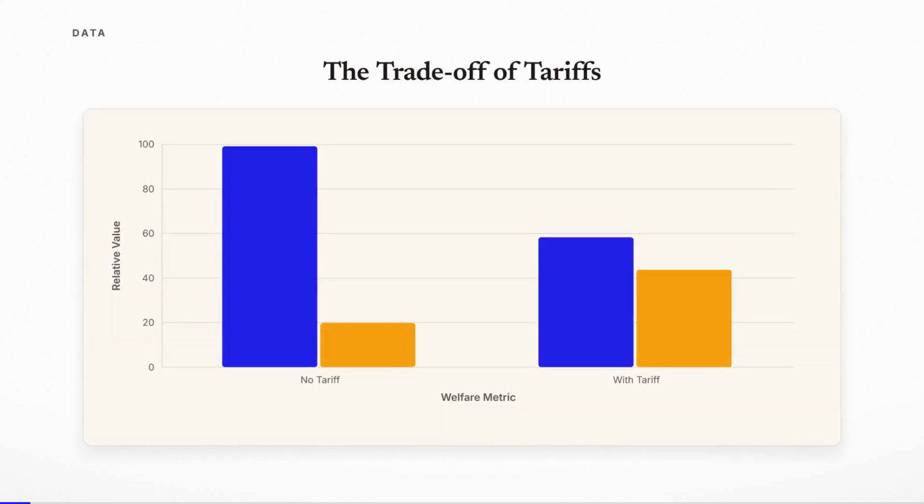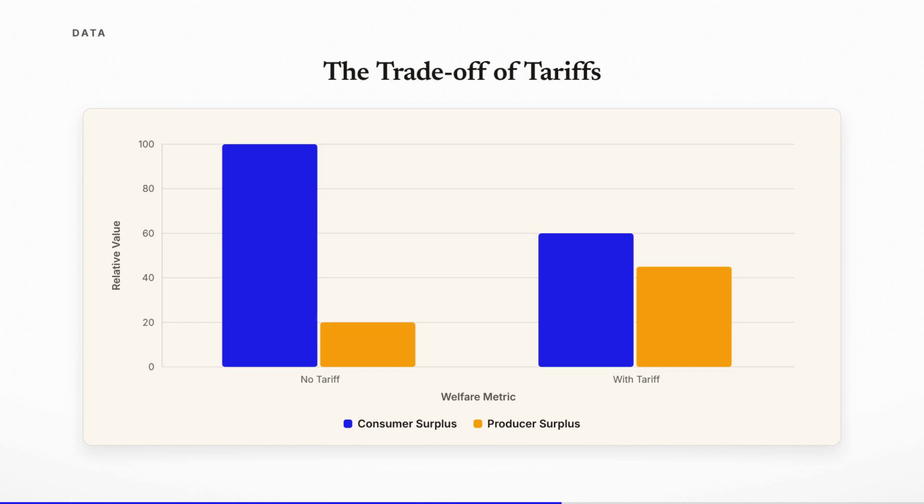Not all trade is free. Governments often use tariffs, taxes on imports, to protect local industries. Let's look at the market for cloth in orange land. Before a tariff, consumers enjoy a large consumer surplus, which is the difference between what they are willing to pay and the lower market price. However, local producers might struggle.